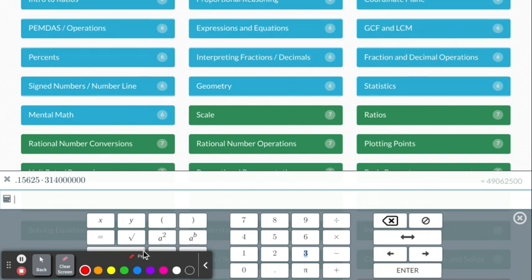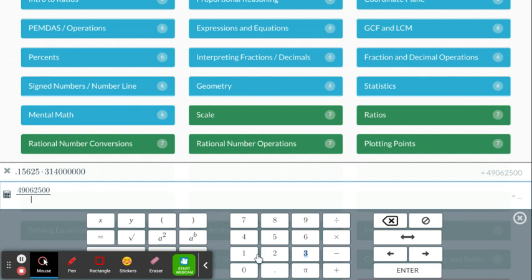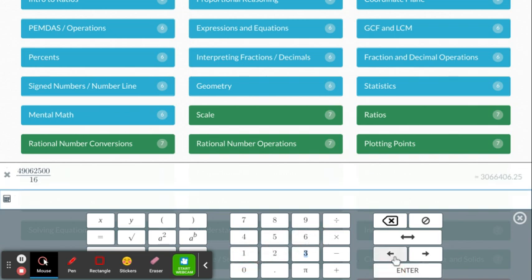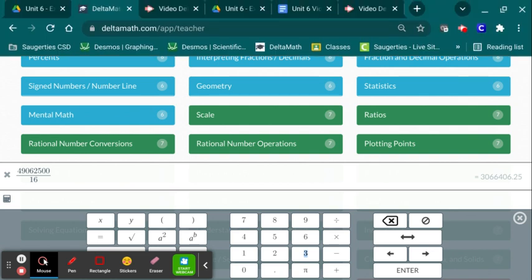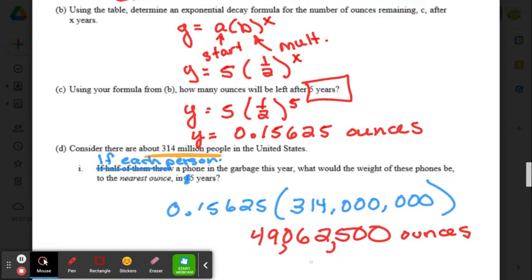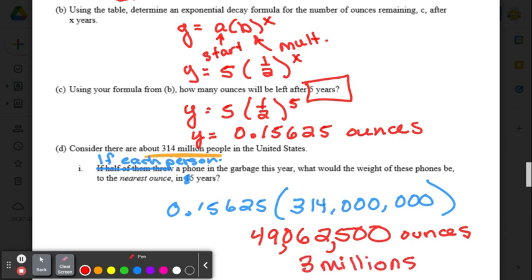So you would take this number. I think I can copy and paste. Control copy. We're going to divide it by 16. So about 3 million pounds. So over on Edpuzzle, it's going to say how many pounds of cell phone would be left? About 3 million pounds.